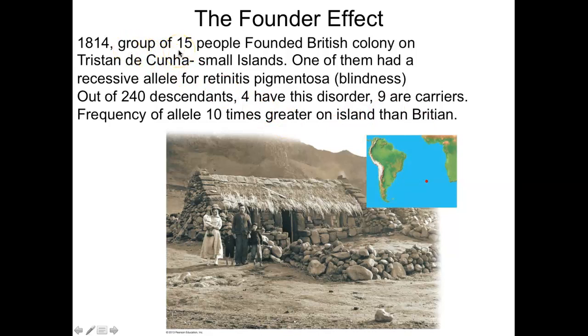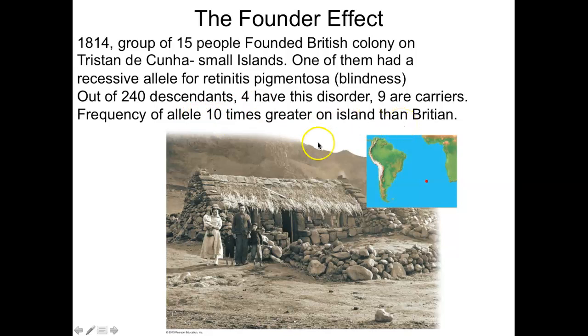15 people founded a colony on a very small island. Only one of them had a recessive allele for retinitis pigmentosa, which is a kind of inherited blindness. Out of the 240 descendants, 4 of them have this disorder, and 9 are carriers. The frequency of that blind allele is 10 times greater than on the island of Britain.